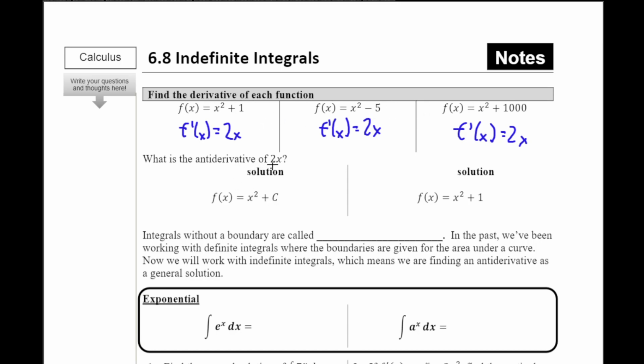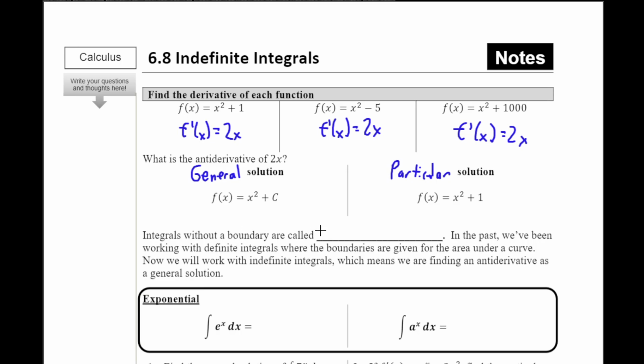So what's the antiderivative of 2x? This is what we call the general solution. The antiderivative of 2x is f of x equals x squared plus c, because no matter what this constant is, if you take the derivative, you're going to end up at 2x. If there's an actual number here, like a plus 1, we call that a particular solution.